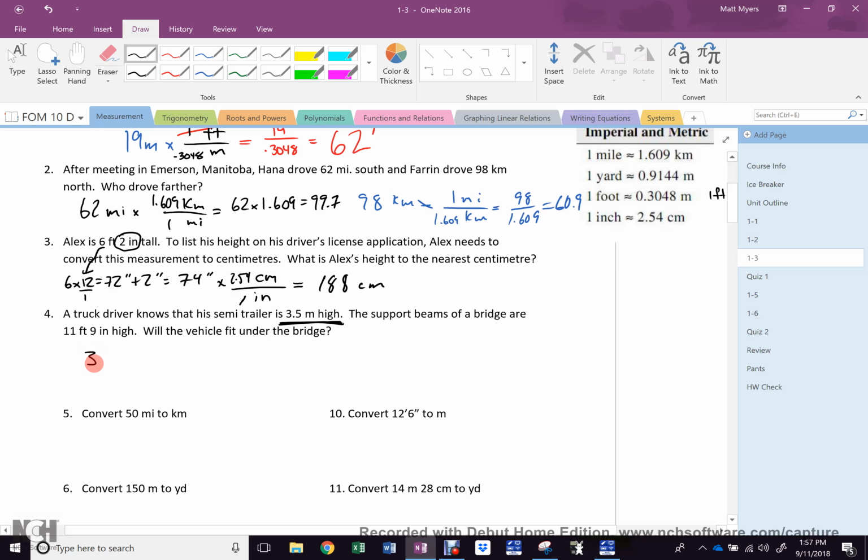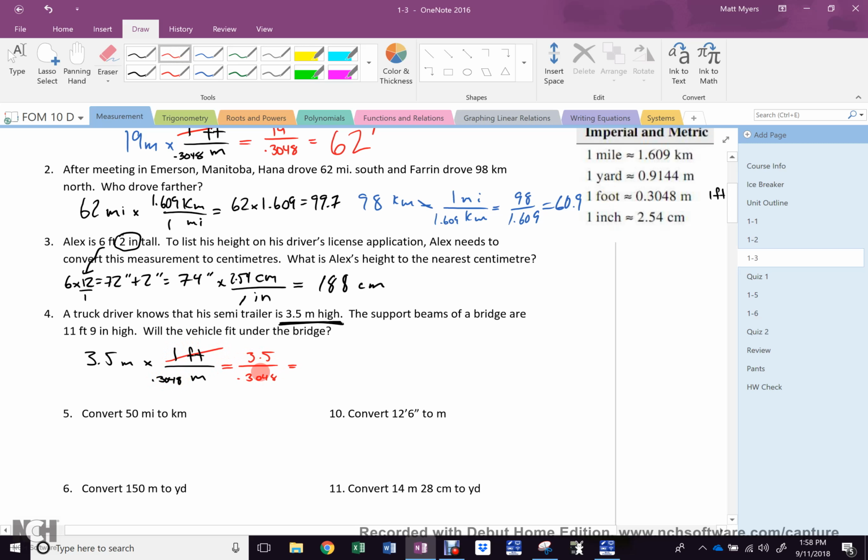So I'm going to go 3.5 meters, and I'm going to convert that to feet. And I know from my chart that 1 foot is 0.3048 meters. So where does the 1 go? With the feet or the meters? The 1. Look on the chart. The 1 is with the foot. And the 0.3048 is with the meters. What do I do with the 1? Cross it out. Is this a multiply or divide situation? Divide.